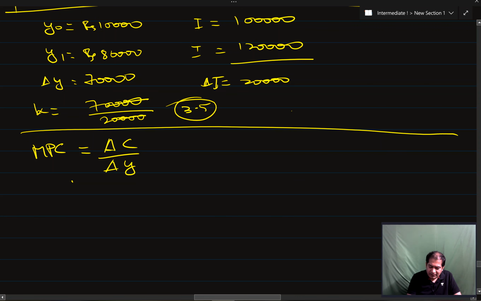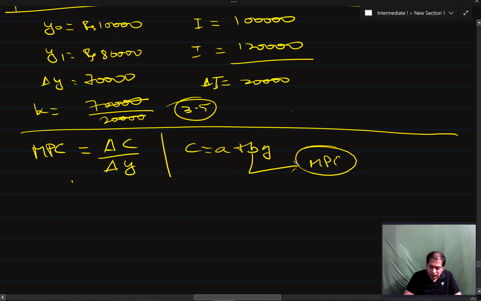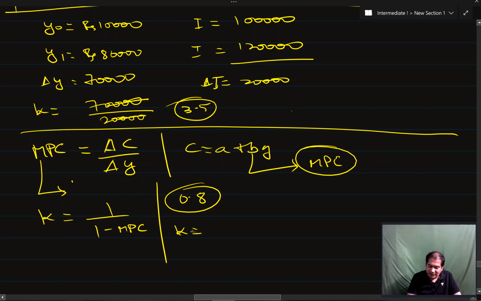It means if the value of MPC is 0.8, then to find the value of K, it will be 1 by 1 minus 0.8, that is 1 by 0.2, which is 5 times. And if the value of MPC is 0.2, then it will be 1 by 1 minus 0.2, that is 1 by 0.8. You will get 1.25 times.